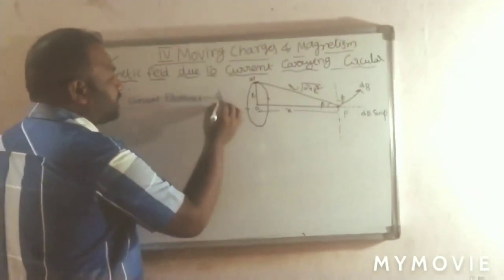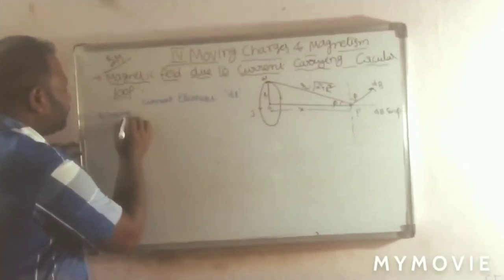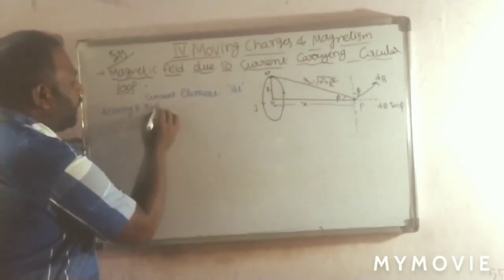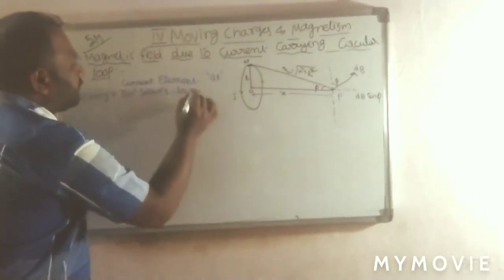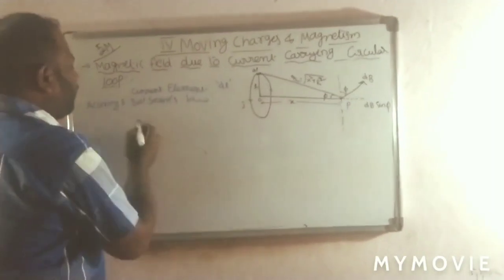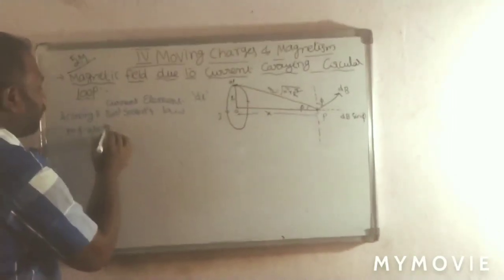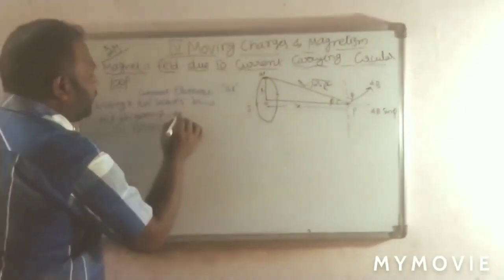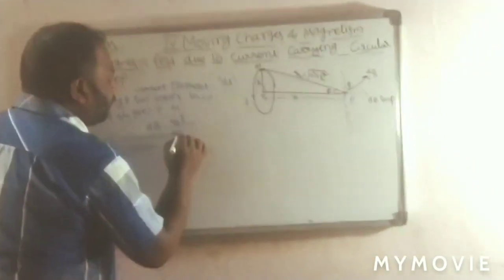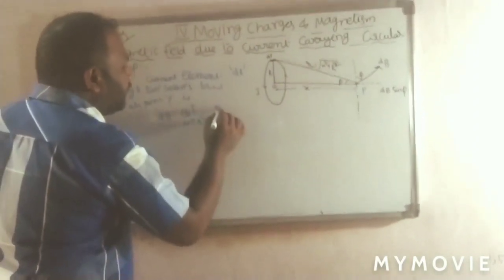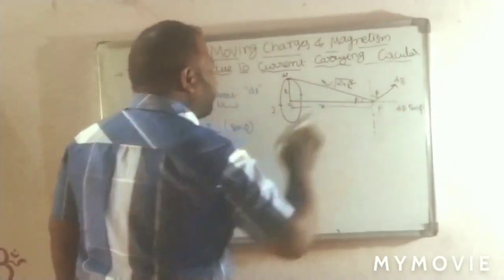Here the current element is dl, and according to Biot-Savart's law, the magnetic field at point P is dB equals mu naught I by 4 pi r square into sin phi. Why? Because here sin phi represents the direction of that element.